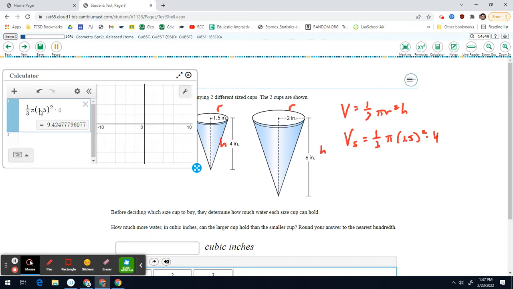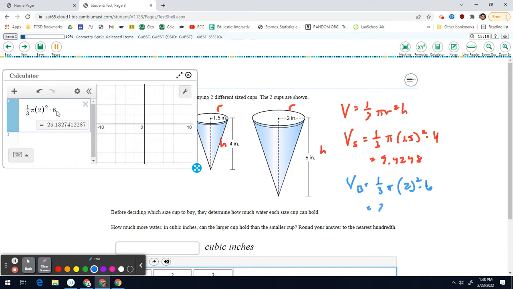And there I go. I would not round to 2 too early right now. I'd leave it out to like some of these 7s. So this is 9.4248. And then we'll do the same thing for the bigger one. I'll change colors. For the volume of the bigger cone, we're doing 1/3 pi times 2 squared times 6. And again, be smart about this. Go back into your formula. Just change the 1.5 to a 2, change the 4 to a 6, and there we go.